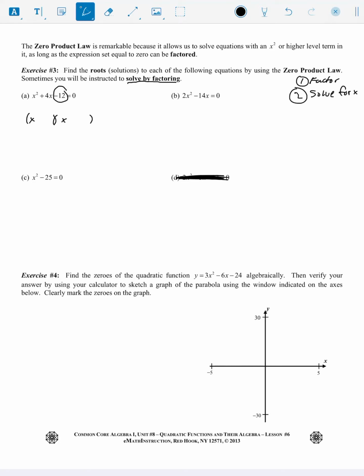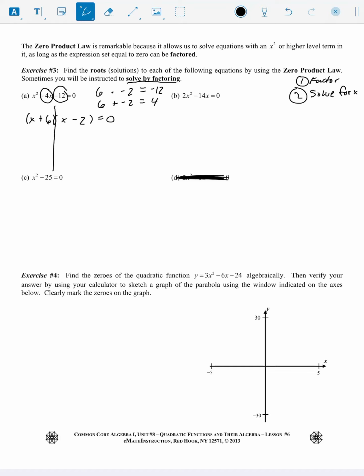And again, you're looking for a number that multiplies to negative 12 and adds to positive 4. Well, immediately 6 and 2 stand out in my head. And if I multiply a positive 6 by a negative 2, I get negative 12. And 6 plus negative 2 is positive 4. My factors look to be positive 6, negative 2.